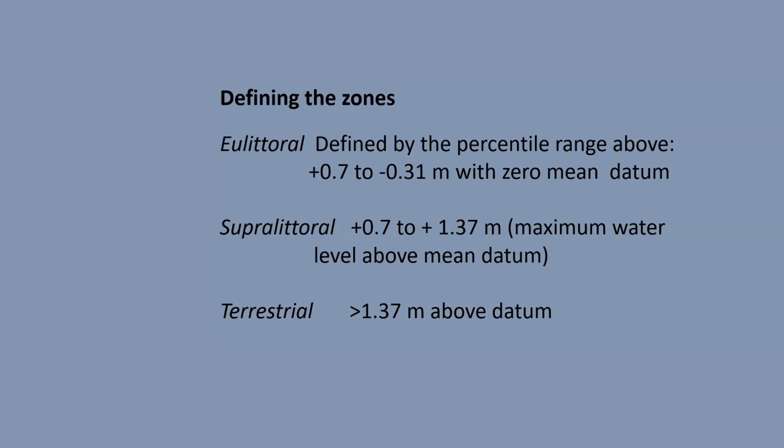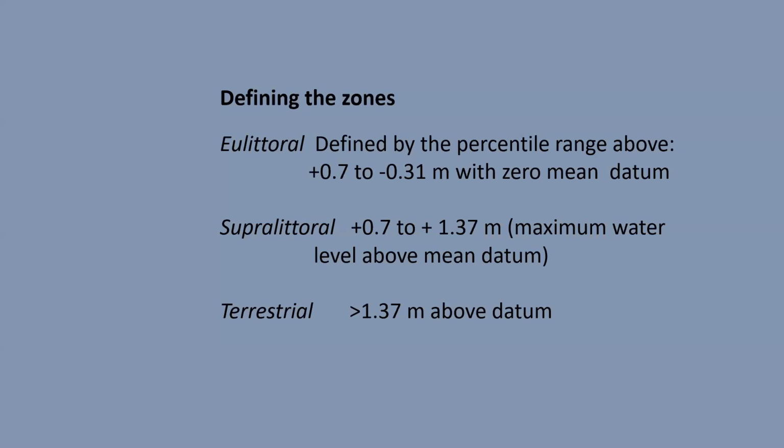So the zones are defined, therefore, in Windermere, for my purpose anyway, by that percentile range, 2.5% cutting off the curve at each side. And it goes from plus 0.7 to minus 0.31 meters. That's keeping the mean lake level of Windermere as 0, local datum. So I take measurements within that region, and I define that as the littoral.